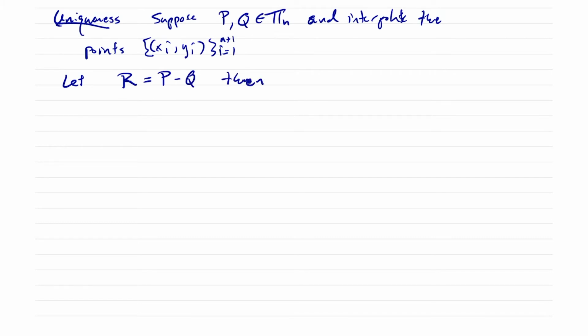Then we have that R of xi is equal to P of xi minus Q of xi. But each of these is equal to yi minus yi, which is equal to 0. So we see that R has n plus 1 zeros and is a polynomial of degree n.